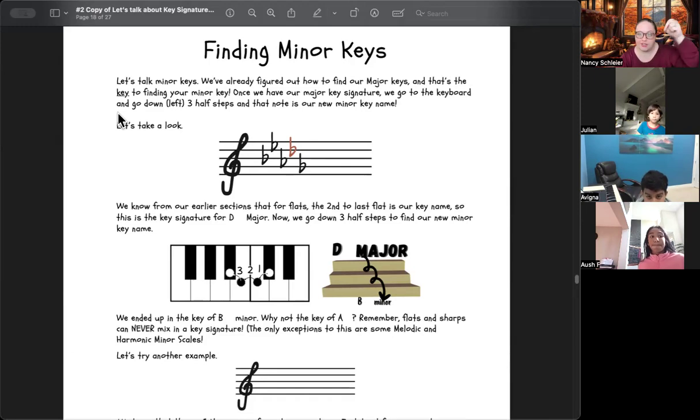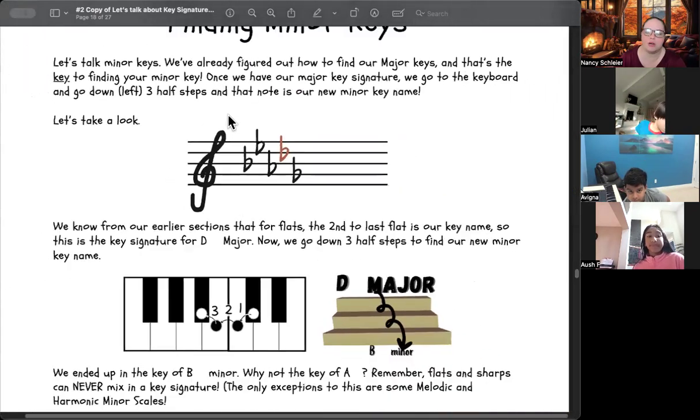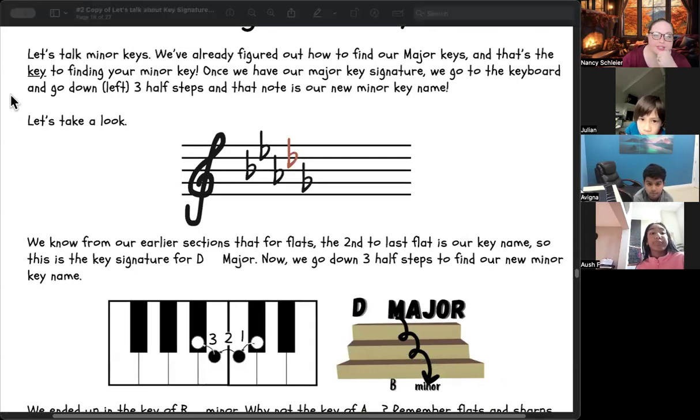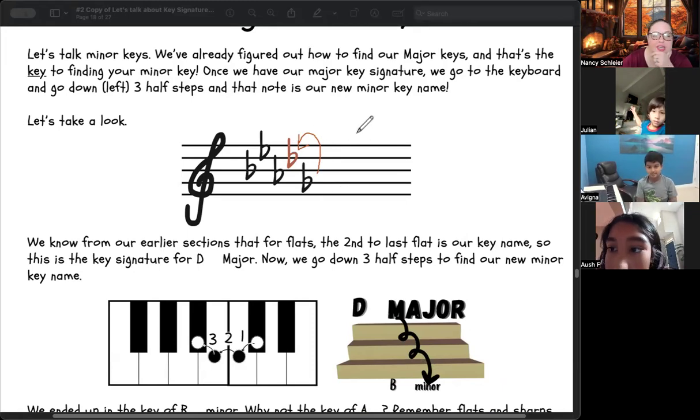We have a shortcut to find minor. Okay, so here's the rule to go from major to minor. We know from our earlier page that the second to last flat is our key name. So this is the key of, who knows? Arya, what is it? D flat major. D flat major.